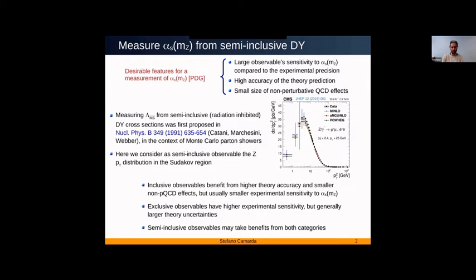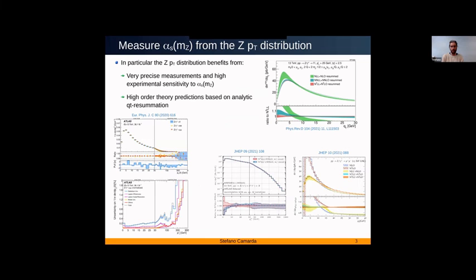So semi-exclusive observables play an interesting role because they are, in a sense, in the middle, and they may take benefits from both categories. In particular, concerning the Z-boson PT distribution, we have experimentally an extremely clean final state. We're measuring 2 leptons, which are very well calibrated, for example, in ATLAS and CMS, but also at the Tevatron, it was the case. We have very little background, and we have high experimental resolution. So we can really get very high experimental sensitivity on alpha S and Z.